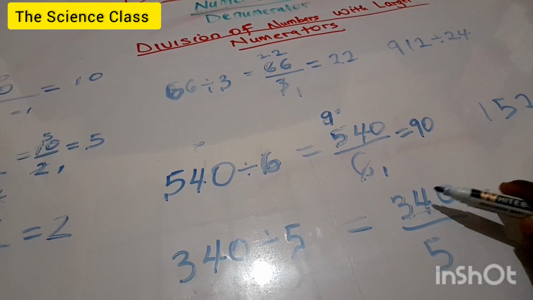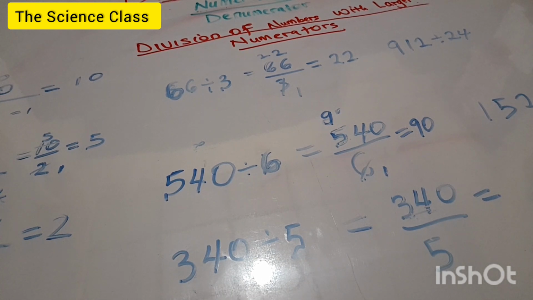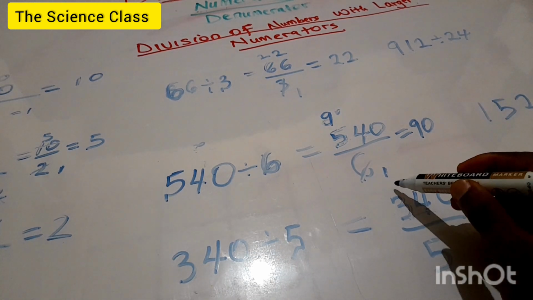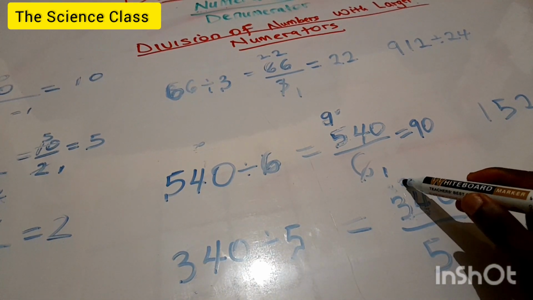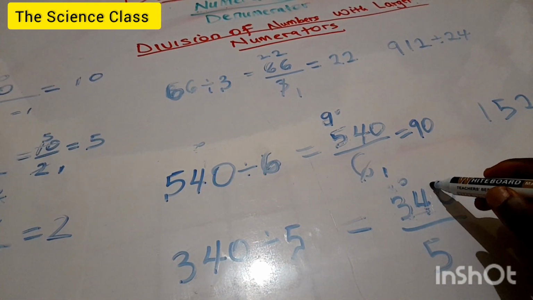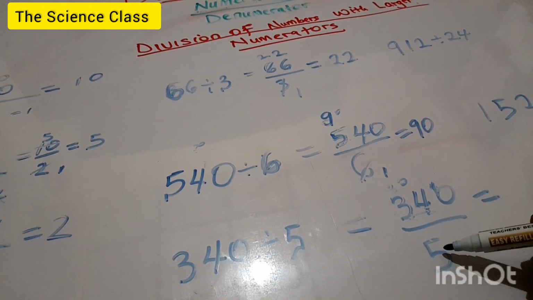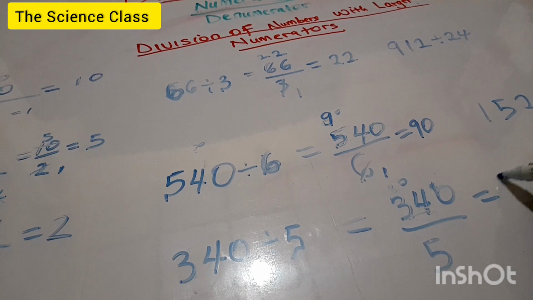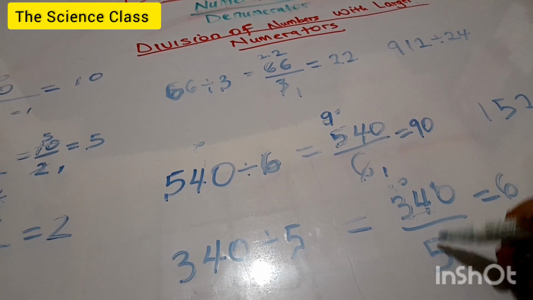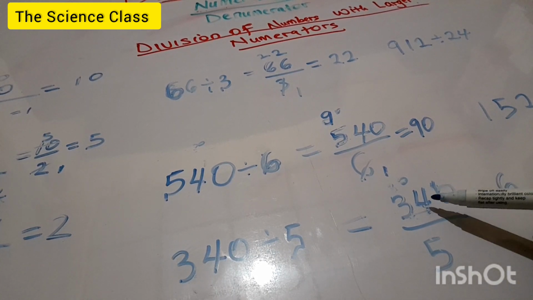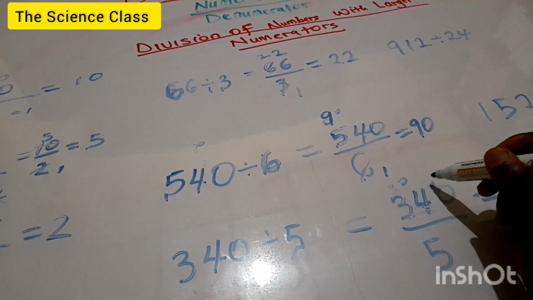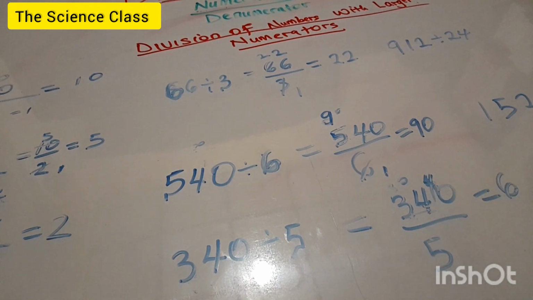So 5 in 34 is going to go 6 times, because 6 times 5 is 30. So 34 minus 30 will give us 4. You understand? 5 in 34 gives us 6, and the remainder is 4, because 34 minus 30 remains 4. So this 4, you're going to put it here in front of this 0.